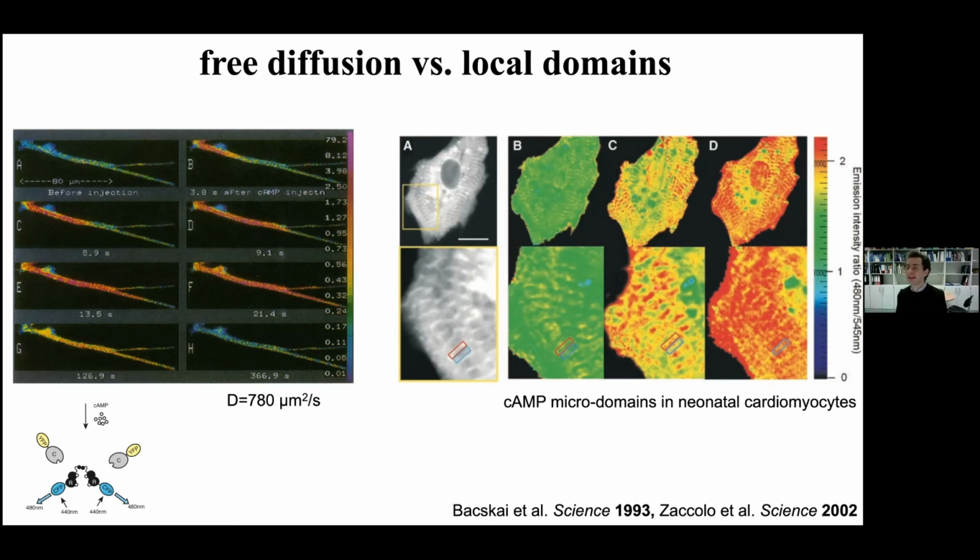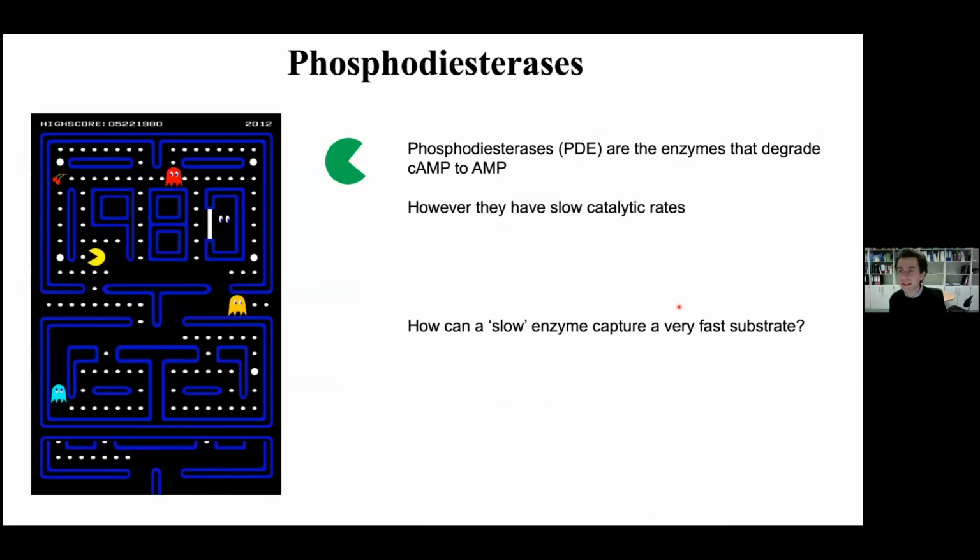And now the question is, how can you catch this very fast molecule and make it confined? How do you manage to confine it spatially if it is so fast? So here I have this, the only enzyme in the cell that can do the job is called the phosphodiesterase. Since in the paper it is always displayed like this, I found the best analogy was the Pac-Man.